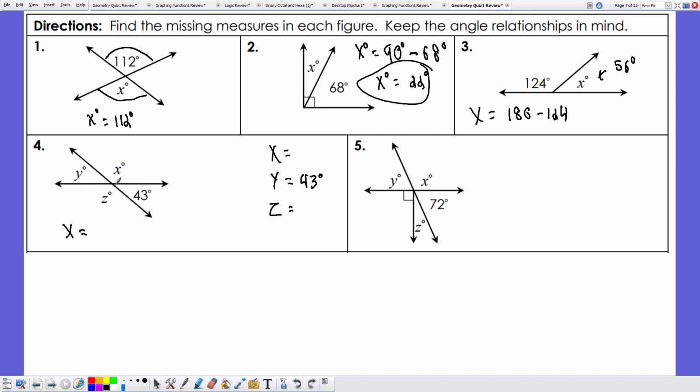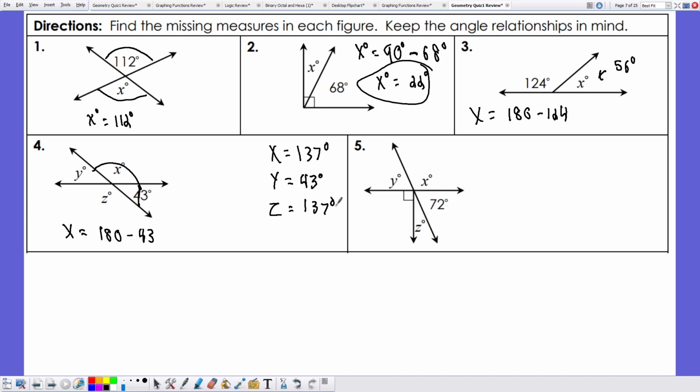What angles make up a straight line? This angle x and the 43 degree angle. They are that semicircle on a straight line. So we have 180 minus 43. 180 minus 40 is 140. Minus 3 is 137. And that is also what angle z is because it's vertical angles with angle x.